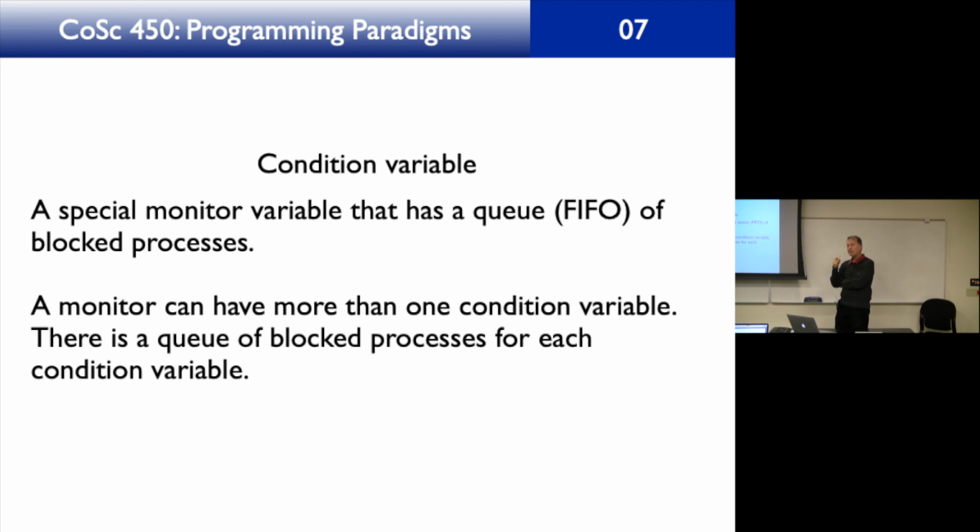Do you remember when we had ready to run, running, blocked for input-output, and blocked on the semaphore, waiting for the semaphore? Remember, we imagined that each one of those was a queue of blocked processes. Well, this is the same thing. The monitor has its own little set of queues of blocked processes. And however many condition variables you have, that's how many queues there are.